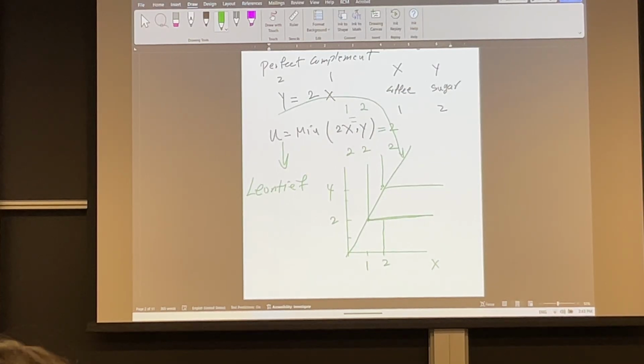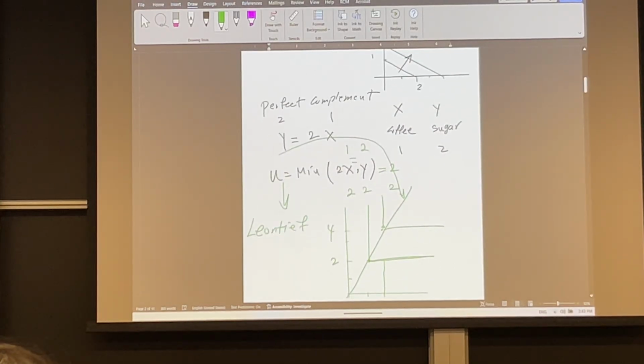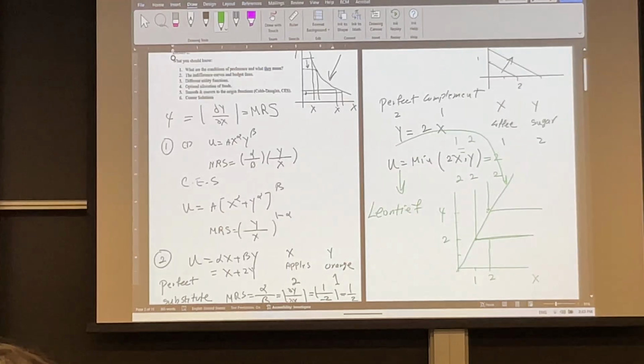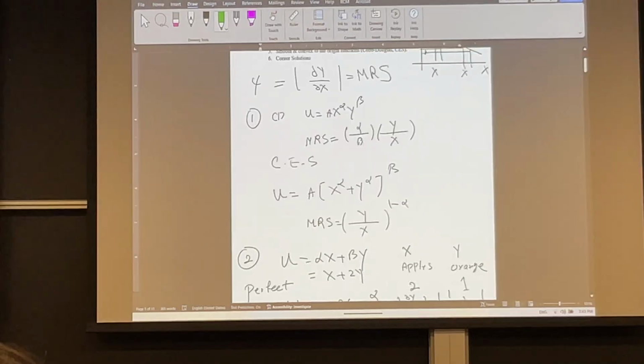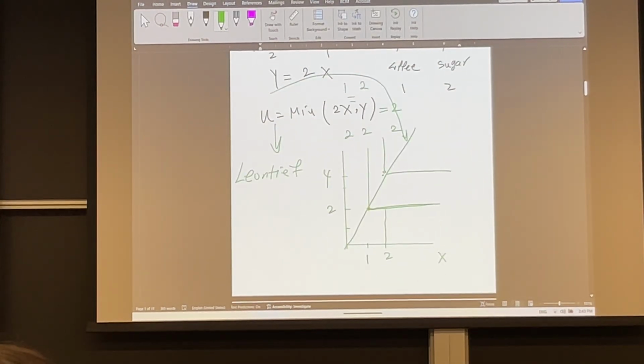Yep. What does it say on the left of the brackets? Where? Min. This one? Where is it? This? That is min. Minimum. It's a minimum of whatever you get for those two numbers. Make sense? Okay.